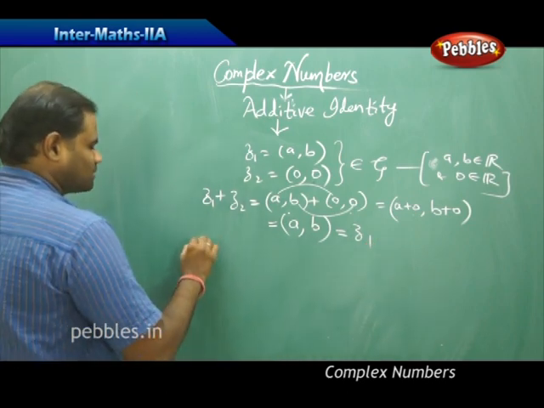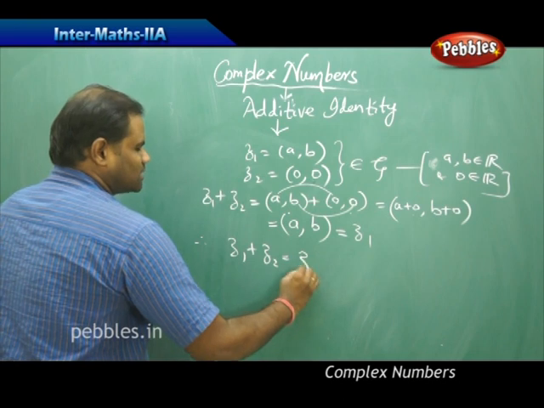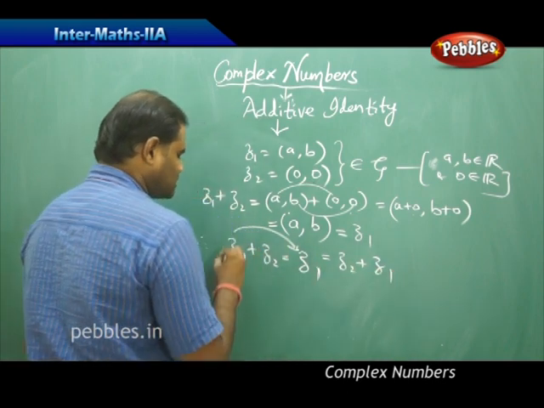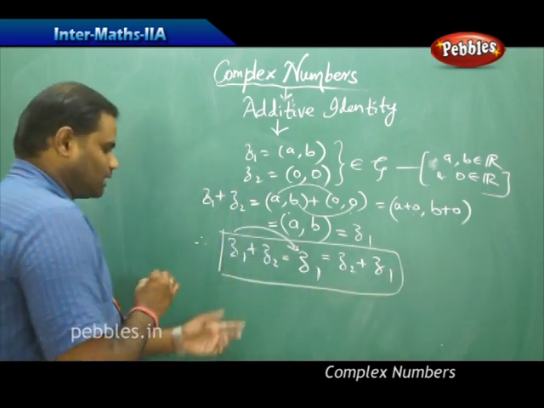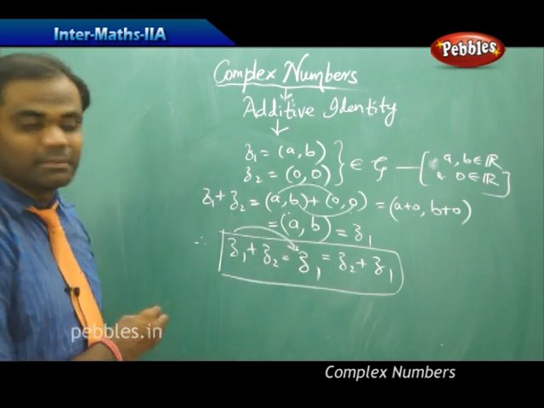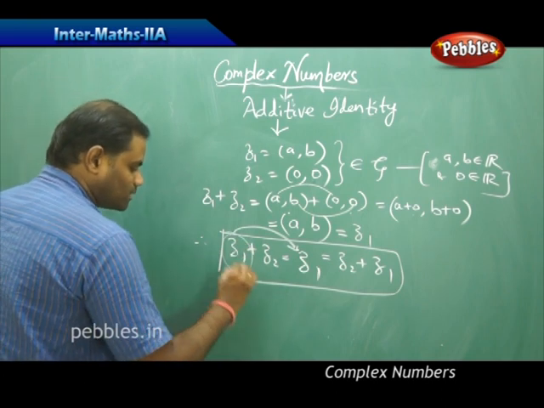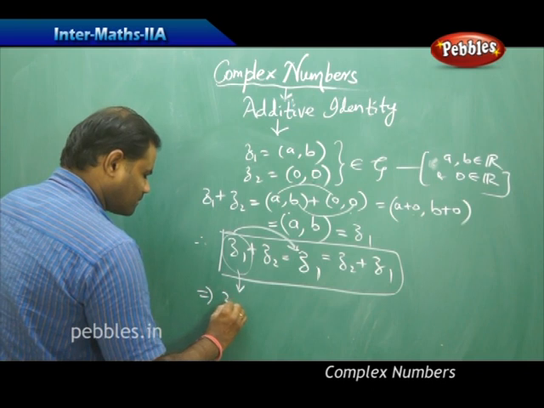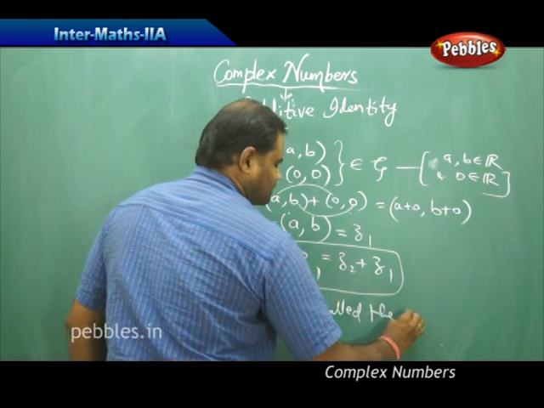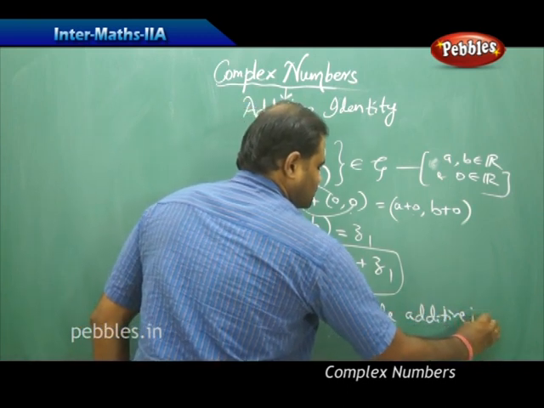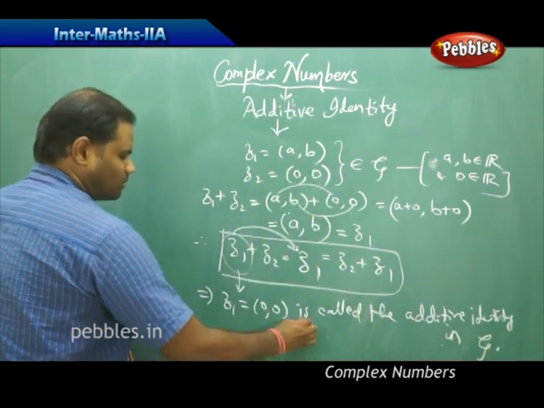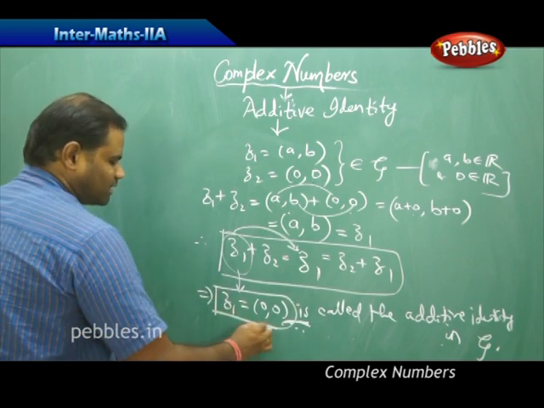So I get z1 plus z2 coming back to z1, and also z2 plus z1 is z1. This shows that when z2 yields back z1, this particular element is called the additive identity. That implies z2 equal to (0, 0) is called the additive identity in complex numbers, and that is how we identify the additive identity.